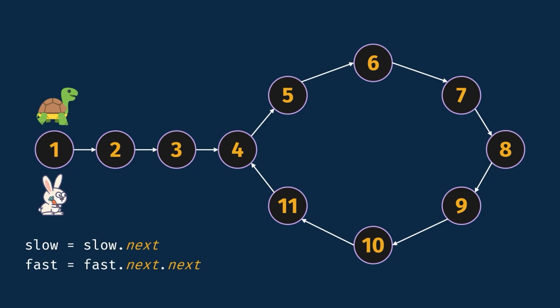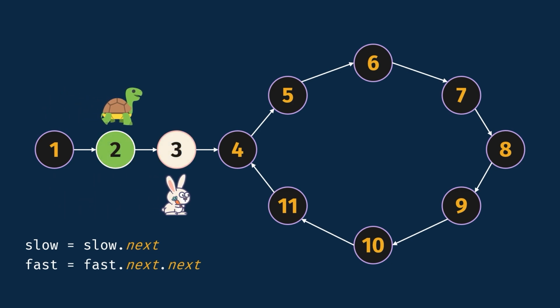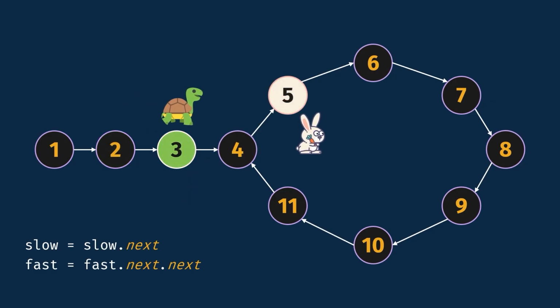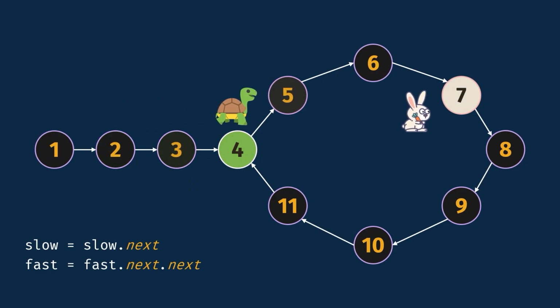So let's track their movement step by step. Tortoise moves to node 2, hare moves to node 3. Tortoise moves to node 3, hare moves to node 5. Tortoise moves to node 4, hare moves to node 7. At this point, both are inside the cycle.